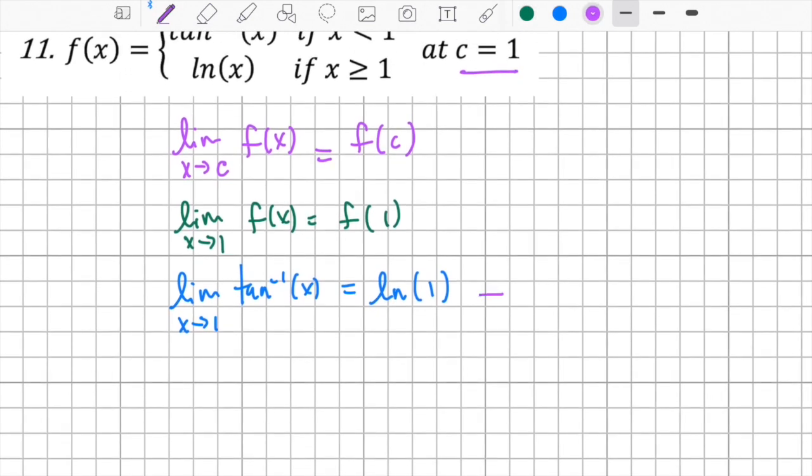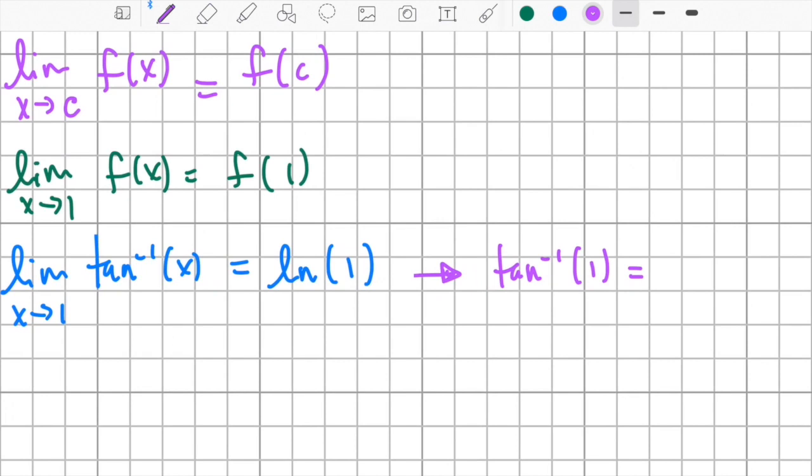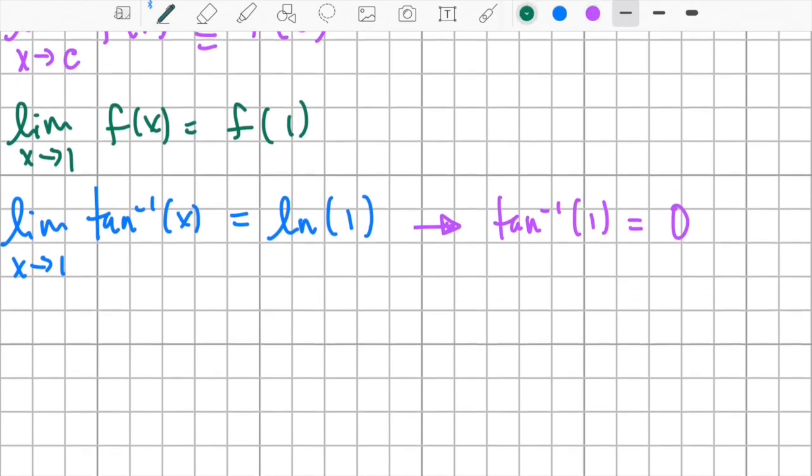So now we're going to evaluate. All we do is plug it in. So tangent inverse of 1 on this side, and natural log of 1 is one of the expressions that you need to know. Natural log of 1 is 0. Now we need to figure out what is tangent inverse of 1. Tangent inverse of 1 really means what angle has a tangent of 1? And that angle is pi over 4.